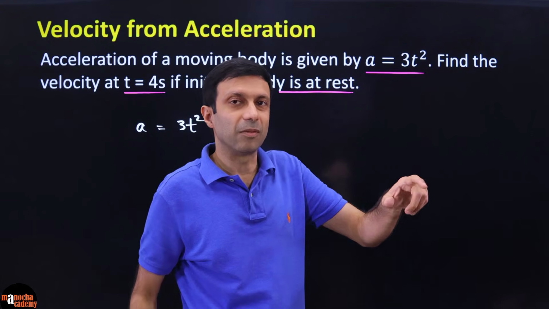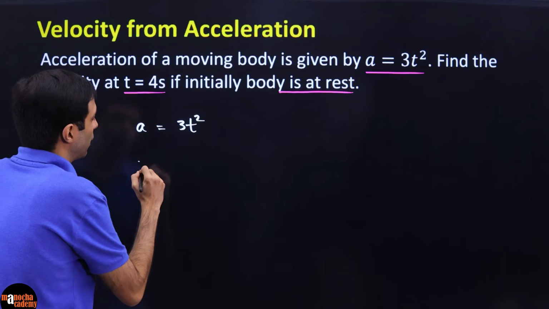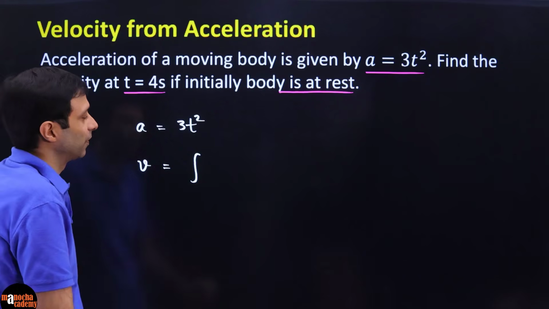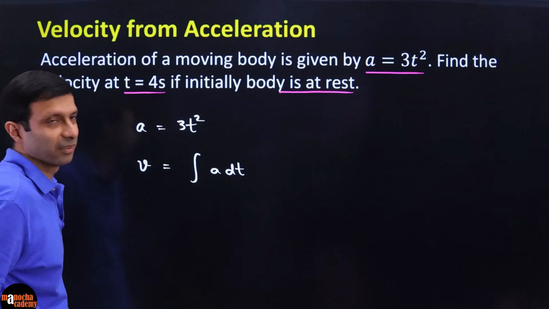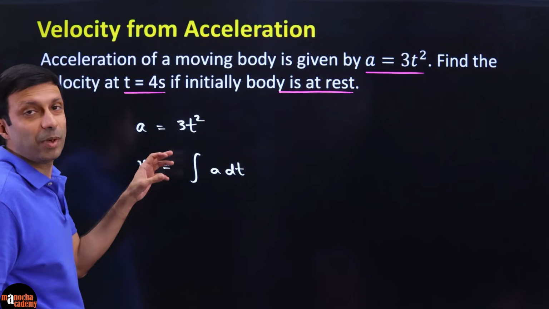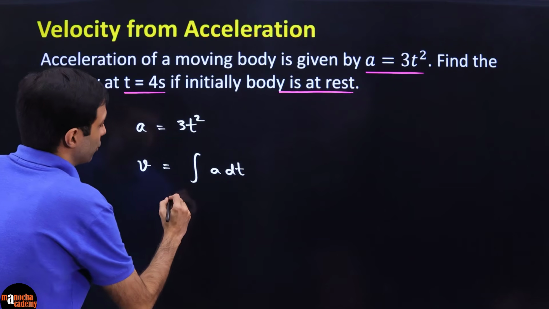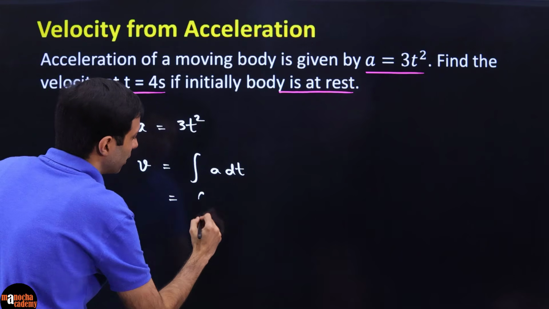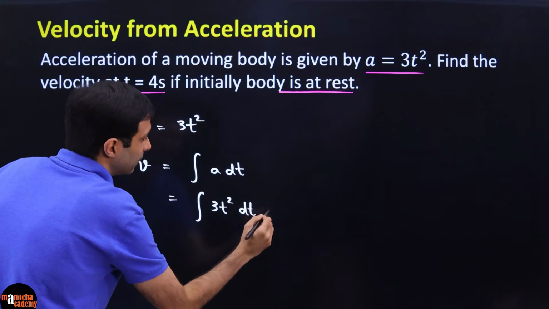Acceleration is dv/dt, but velocity is going to be the integration, the opposite, right? So if I want to calculate velocity, it is going to be the integration of a dt, right? And if a time interval is not given, then it's an indefinite integral like this. So let's go ahead and substitute the acceleration expression here. It's going to be the integration of 3t square dt.